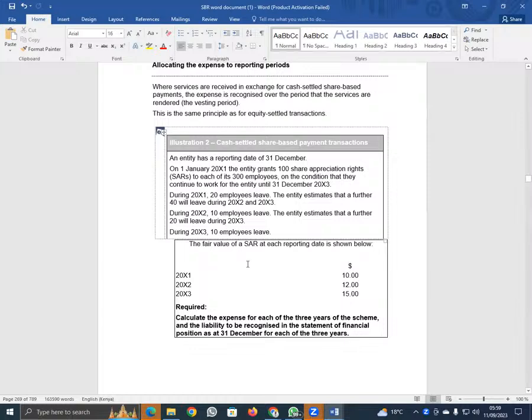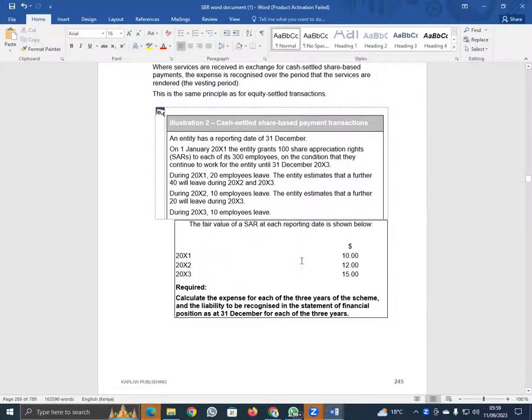The fair values of a share appreciation right at each reporting date, because this is that right that we're giving our employees, that should the share appreciate, we shall give you a bonus. Share appreciation rights are a bonus-based kind of payment. So here you can't tell me that you look for fair value as at the grant date. No, we refuse that. All right. Then they are telling us, ladies and gentlemen, the fair value of the SAR at each reporting date is shown below. So we have 2021, 2022, 2023.